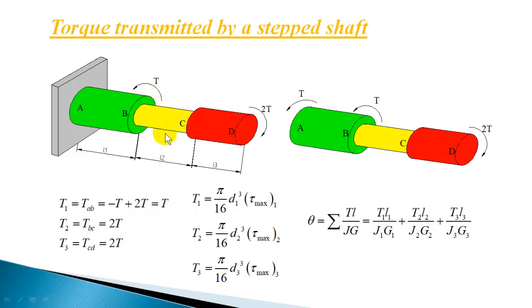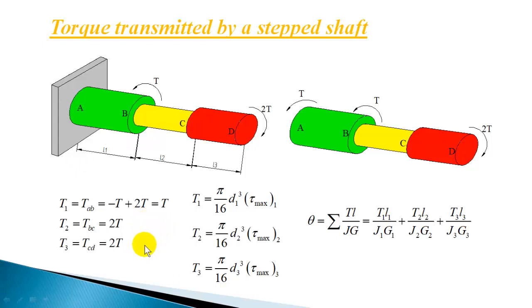And for the second section, if you take a section and consider the torque on the right side, you will have only one torque acting, that is plus 2T. Okay, even for the third section CD, if you take a section and consider all the torques acting on the right side, you will have only one torque 2T. So this way you can find out the torque acting in different sections.